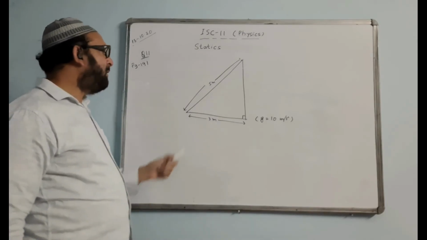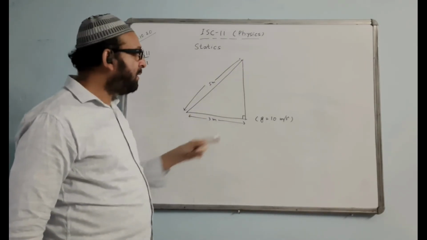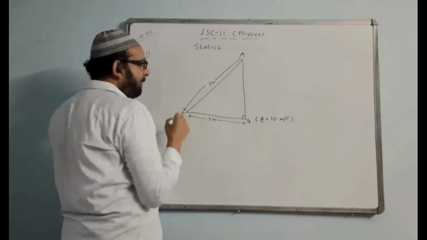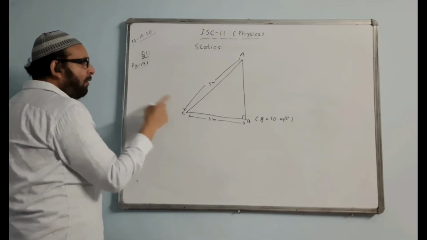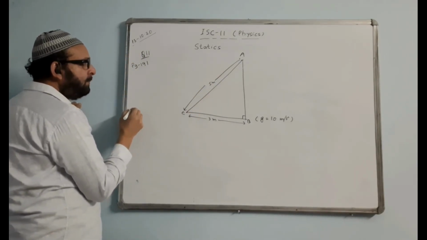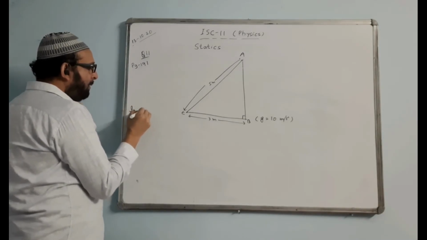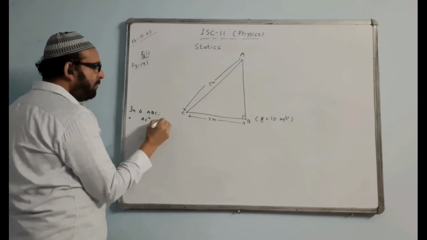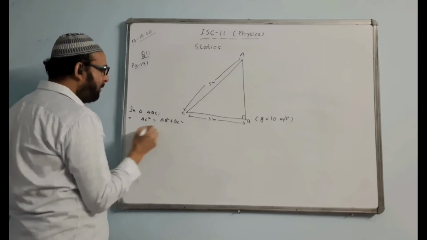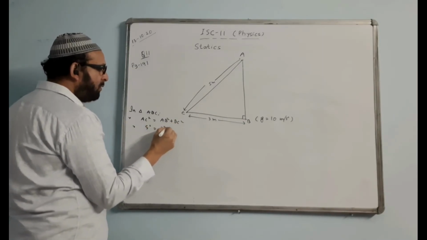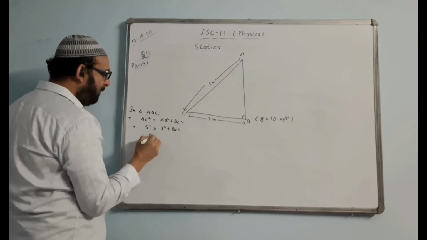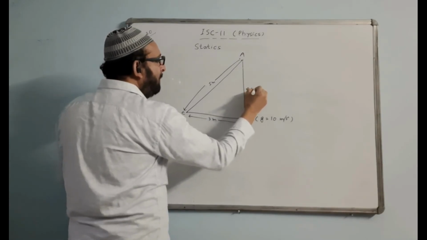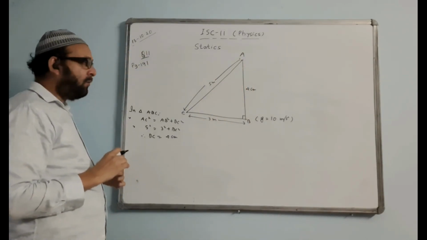We see the figure is a right angle triangle. So first of all, find the remaining side. This is A, this is B, you can take C. Find all three sides of the triangle first. In triangle ABC, I use Pythagoras theorem. AC square is equal to AB square plus BC square. AC value is 5, 3 square plus BC square. The value of BC will come 4 meter. So I write the value of BC as 4. Now we know all the three sides of the triangle.